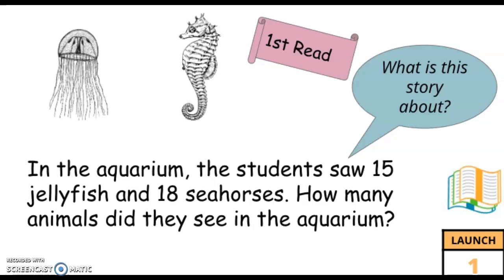Listen to what is happening in the story while I read it to you. In the aquarium, the students saw 15 jellyfish and 18 seahorses. How many animals did they see in the aquarium? What is this story about?